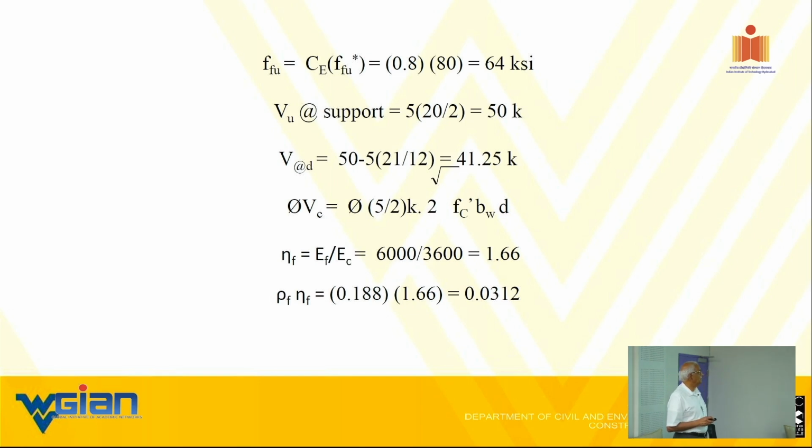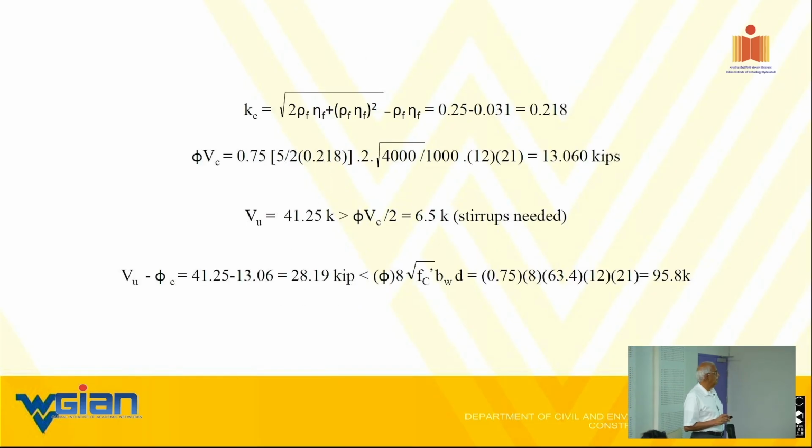And this equation is given by the code. The K value is established based on that equation. I'm glad we talked about it first thing in the morning today. The phi factor is 0.75. Correct. So the square root value is properly placed here, unlike on the previous one. So the phi V sub C is so much.